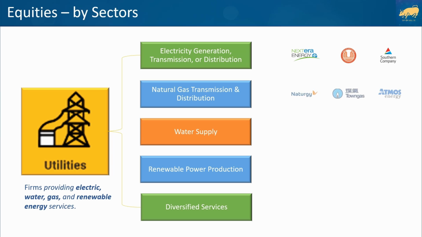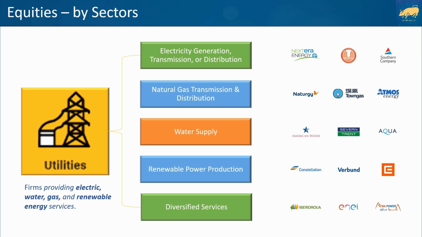Among natural gas transmitters and distributors, Naturgy Energy Group, the Hong Kong and China Gas Company, and Atmos Energy Corporation are the biggest firms. American Water Works Company, Severn Trent, and Essential Utilities Inc. are the largest water suppliers. The leading renewable power producers are Constellation Energy Corporation, Verbund AG, and CEZ AS. Lastly, Iberdrola, Enel, and ACWA Power Company are the largest diversified utility companies in the world.